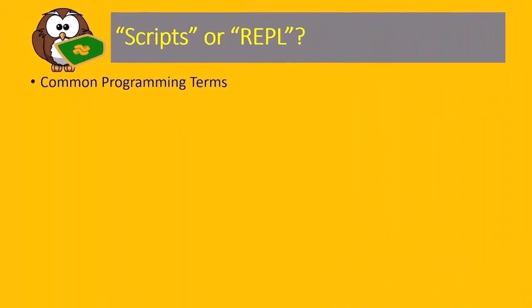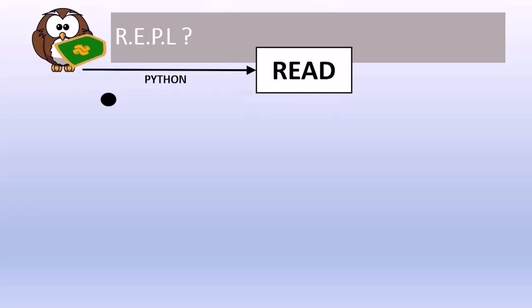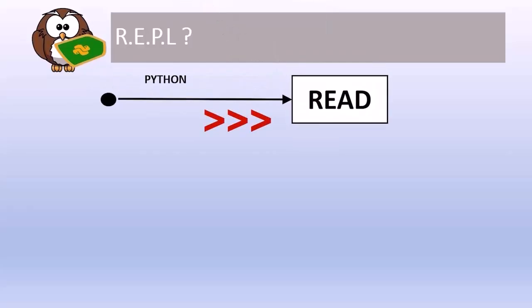So once we have Python installed, some of the terms we should be familiar with is whether we're using scripts or whether we're running REPL. Whenever we're using Python, we have the ability to activate our interpreter. And once we activate our interpreter, of course, we'll see those three greater than signs, which means we're being asked by Python for something to read.